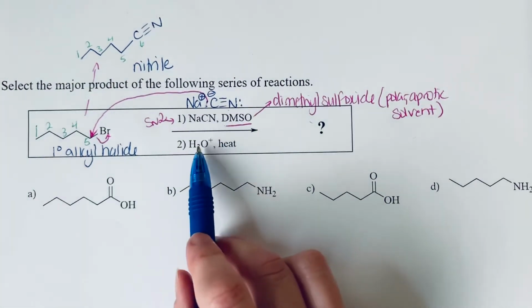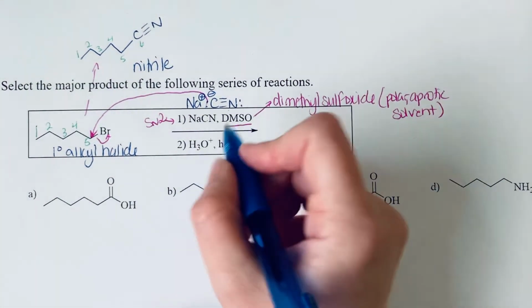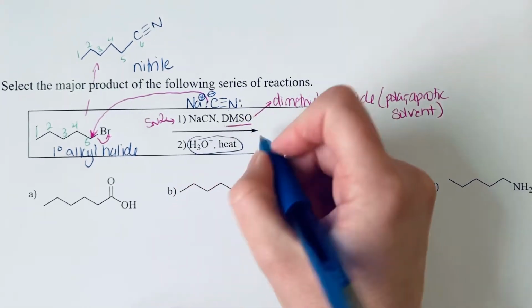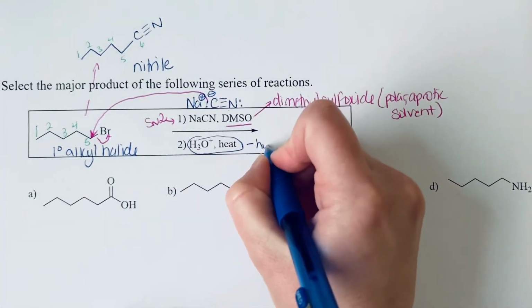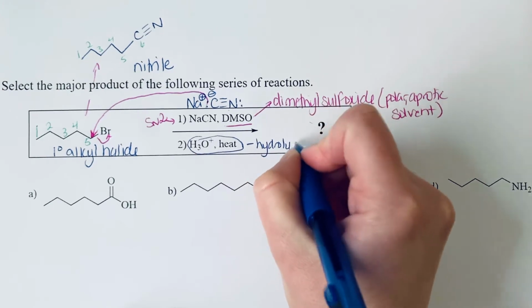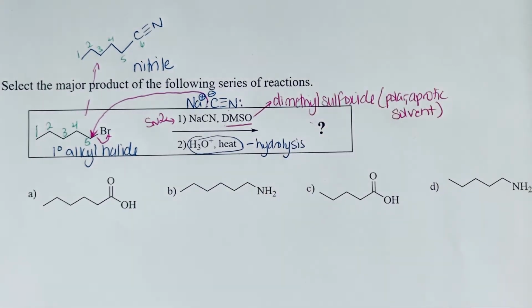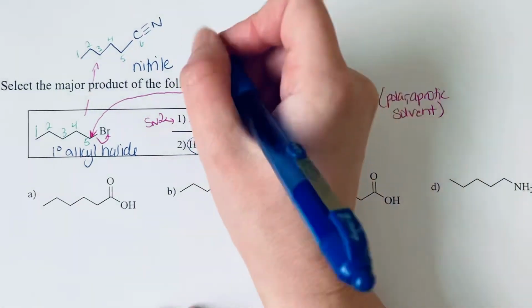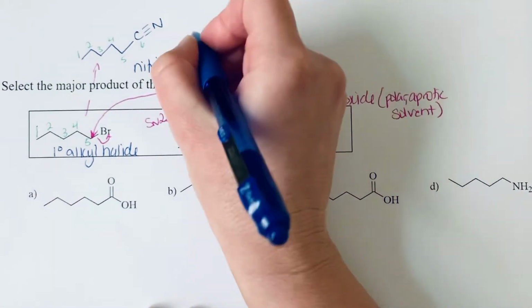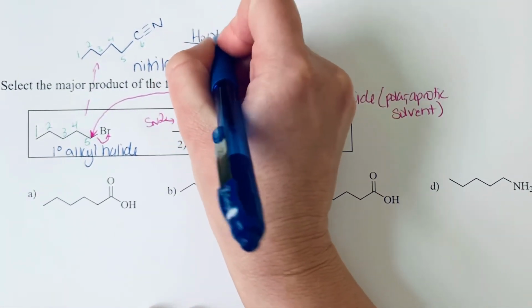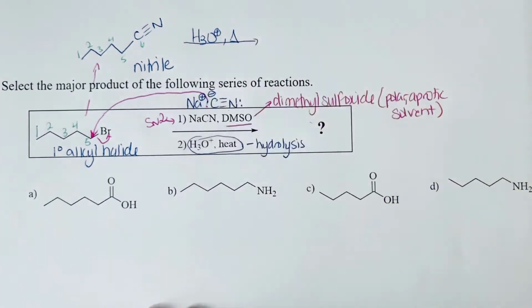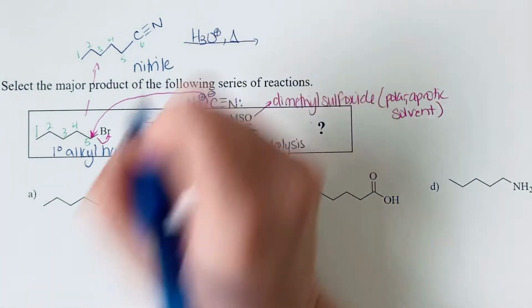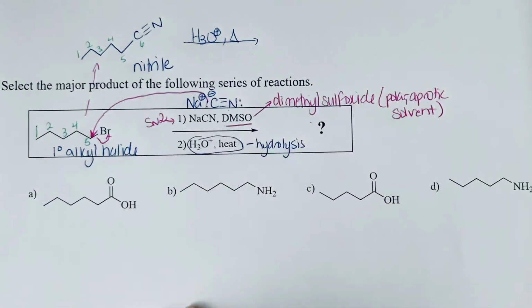And then in our second step, you're treating this with H3O+ and heat. These are hydrolysis conditions. You may remember from previous videos that any carboxylic acid derivative, and a nitrile is a carboxylic acid derivative, can be hydrolyzed to give you the carboxylic acid. So this is your acidic hydrolysis conditions. And so that's the second step: the acidic hydrolysis of a nitrile to make a carboxylic acid.